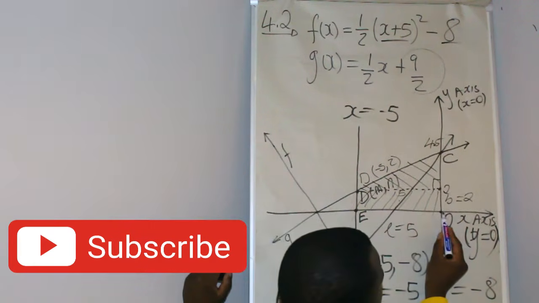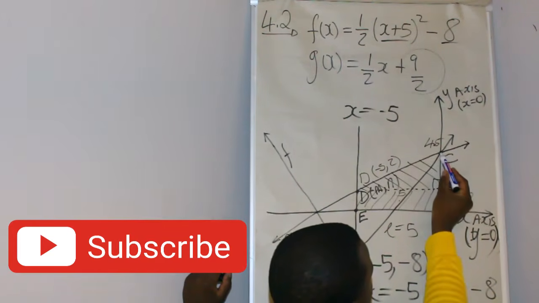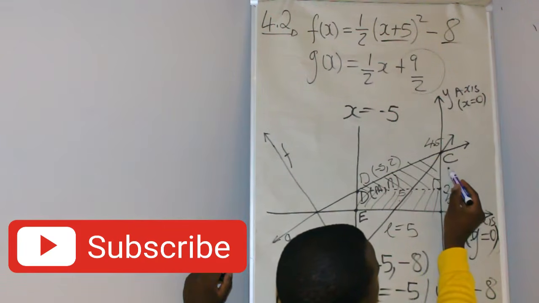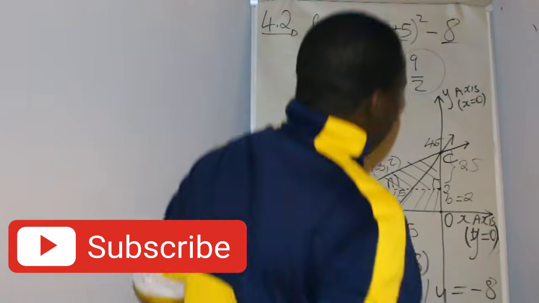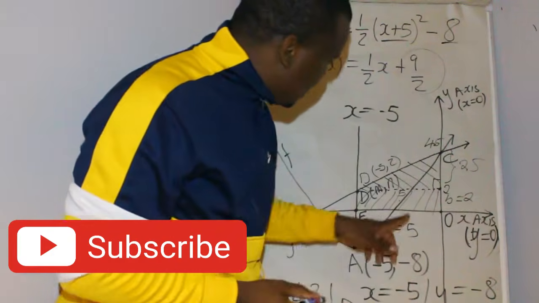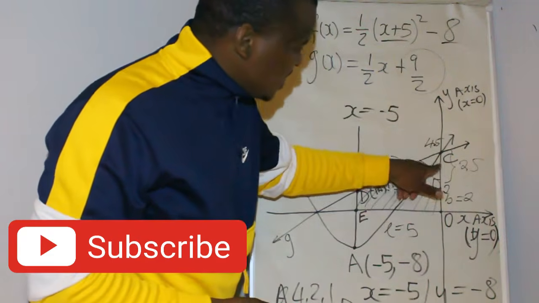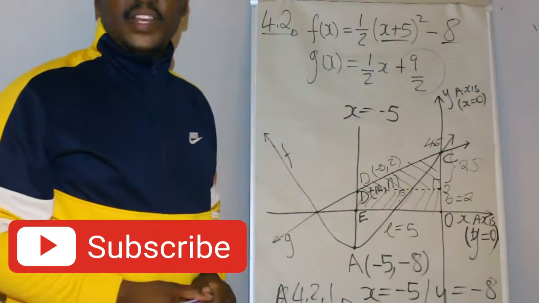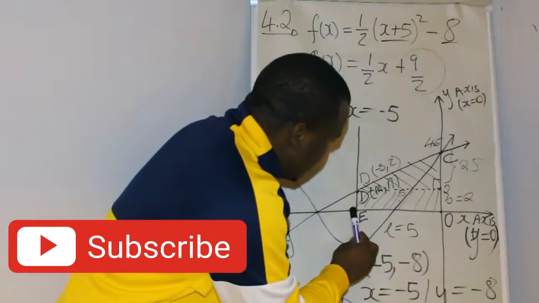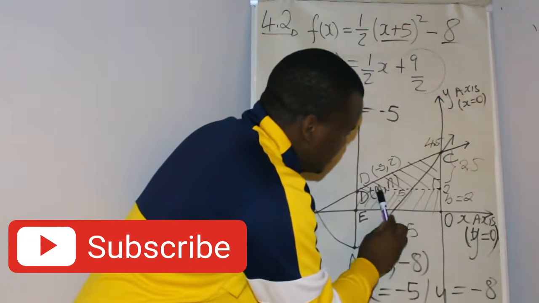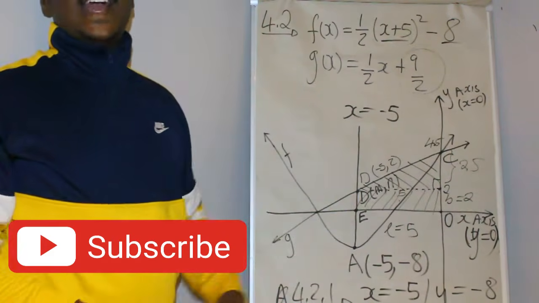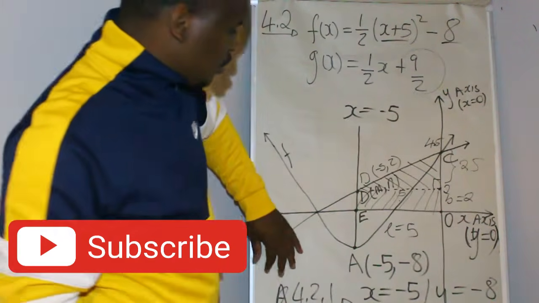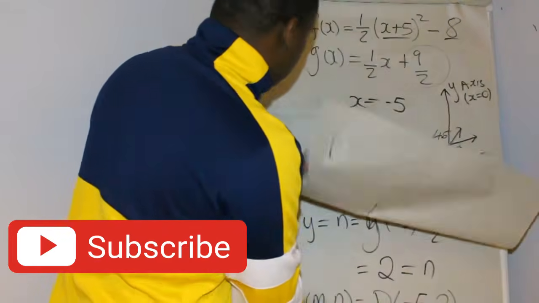So if we have 9/2, 4,5 there, and this is 2, which means the distance that is here is 2,5. So that's what we're going to do. We're going to calculate the area of this: length times breadth, plus the area of this, which is half base times perpendicular height, because this is a right angled triangle. So let's go and do this.